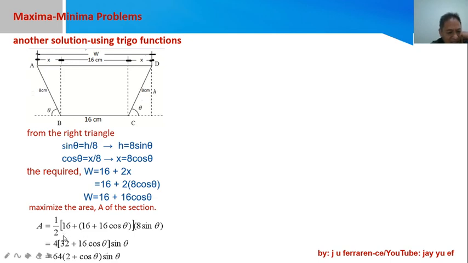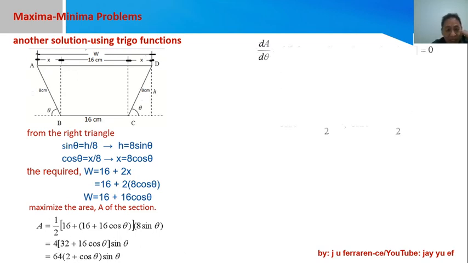So 16, if that is factored out, no? By the way, where did I obtain 4? That is 8 divided by 2, that is 4. I obtained 64 because I tried to factor out 16. So 16 times 4 is 64. And we have 2 plus the cosine theta multiplied with the sine theta. So my area is now expressed in terms of the angle theta.